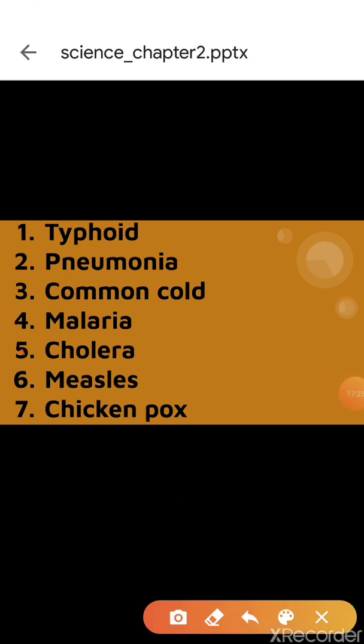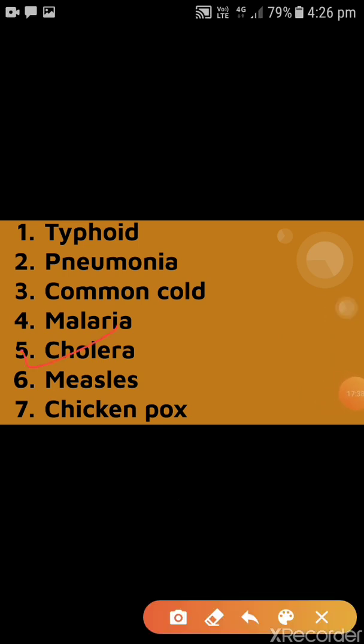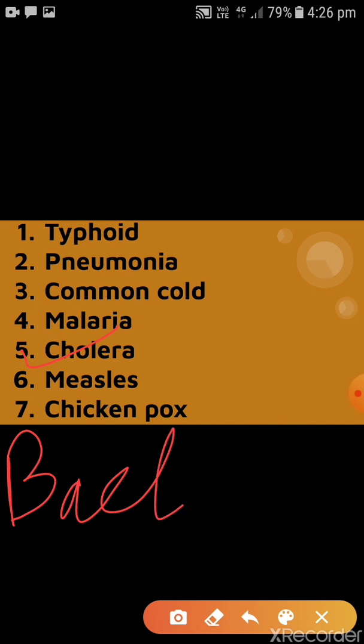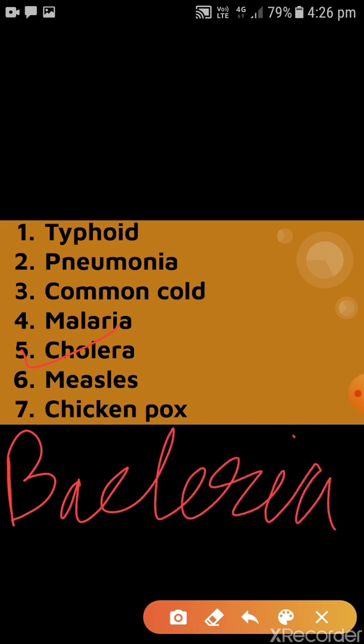Next, the fifth type of disease we have is cholera. For cholera, which pathogen is responsible? Again, bacteria. Okay, so how can it enter the human body? By contaminated food and water.